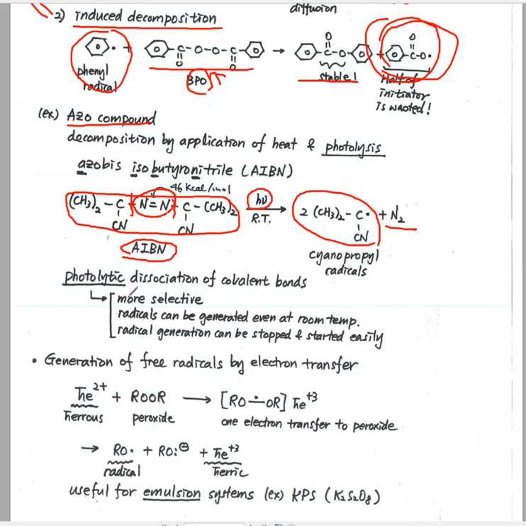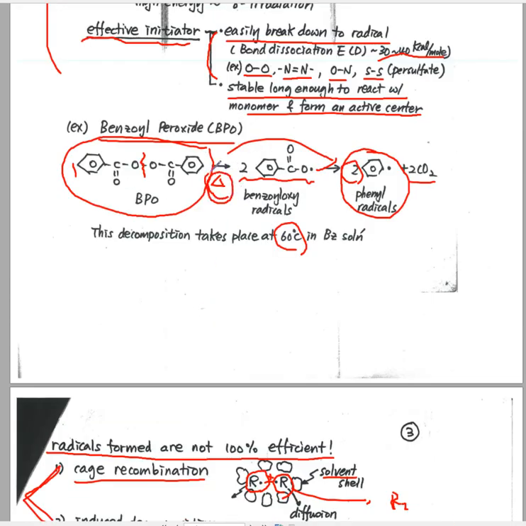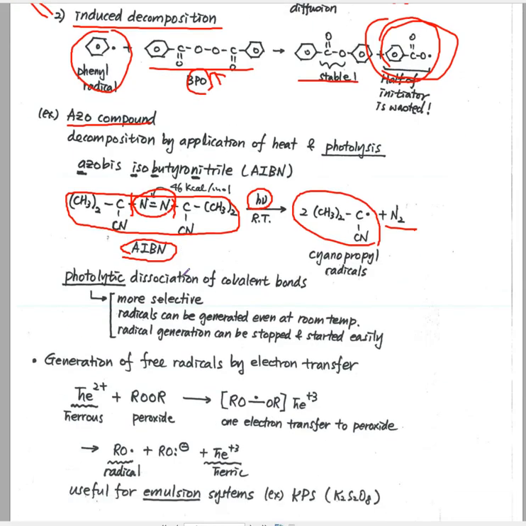Generally, compared to thermal decomposition, this photolytic decomposition, by using light, is much more favorable and more selective, and we don't really need to heat it up. We can form radicals at room temperature, and radical generation can be stopped, because radical generation is basically controlled by the shining light, right? If you just stop shining light, then you can just stop the radical generation.